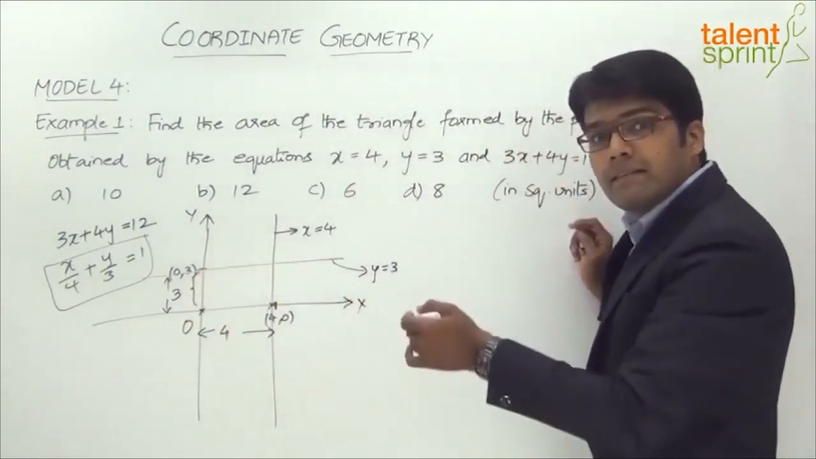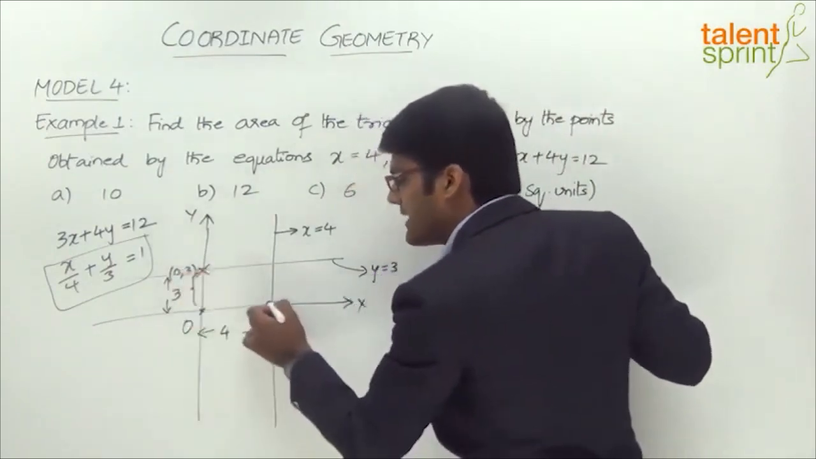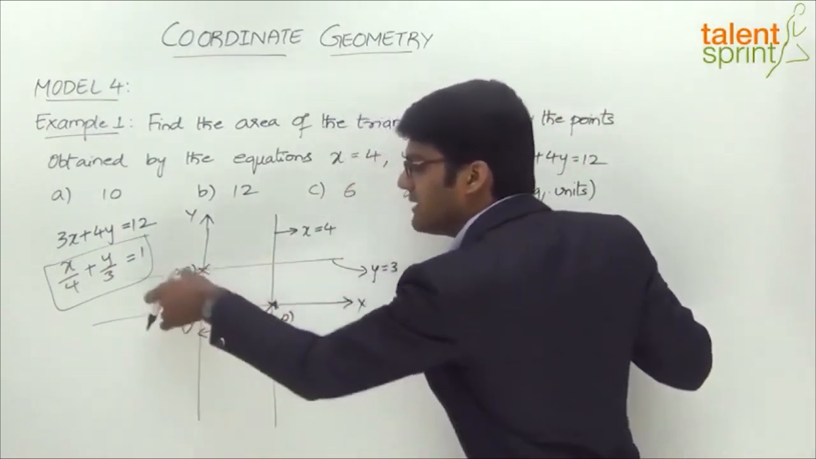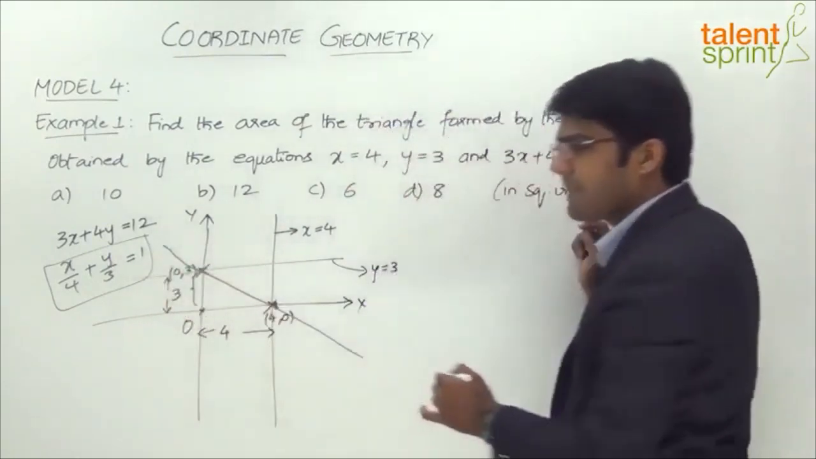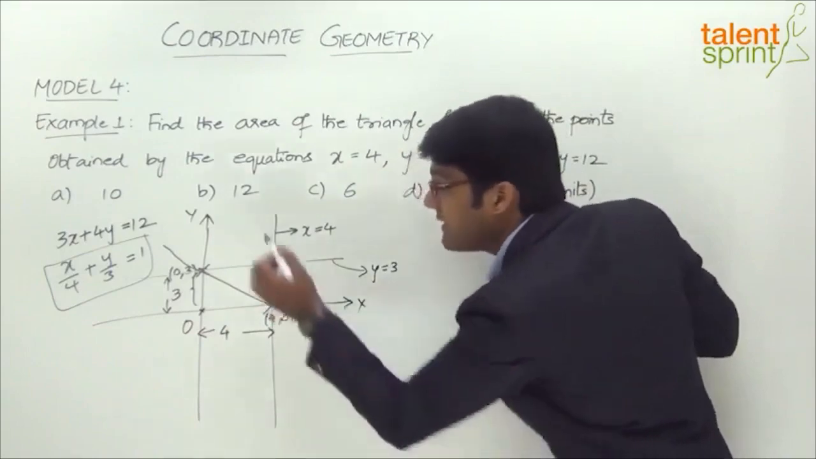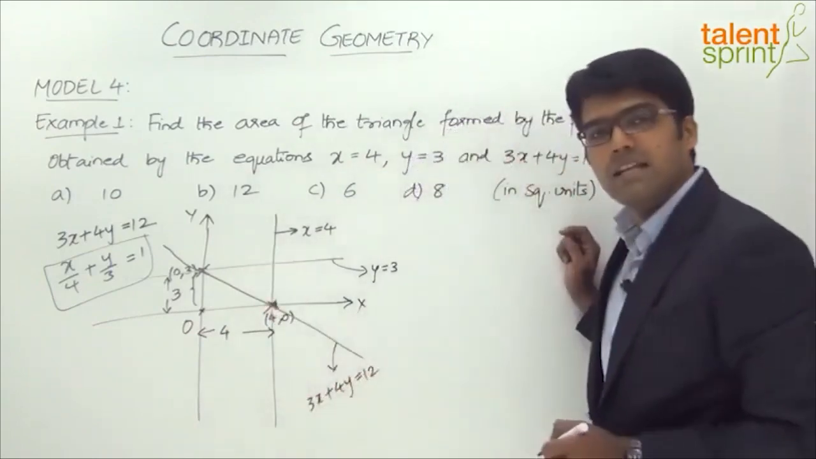Now draw a line. How do we draw this line? See, it cuts the y-axis at this point and the x-axis at this point, since the intercepts are 3 and 4 respectively. So draw a line now. This is the line. What line is this? 3x plus 4y equals 12.